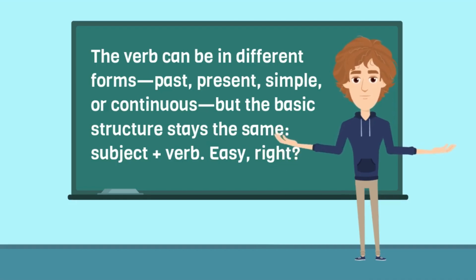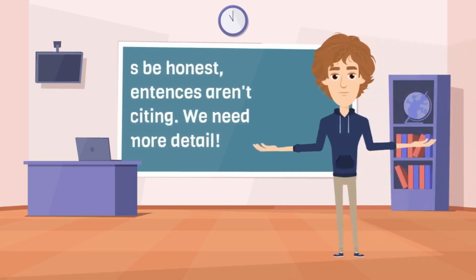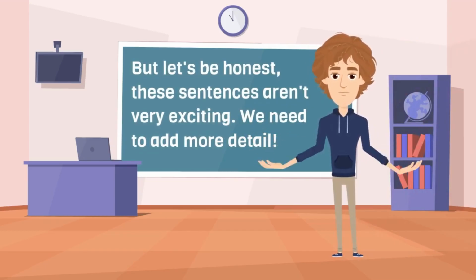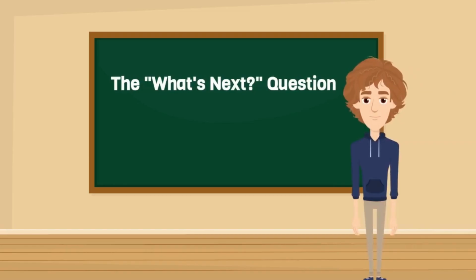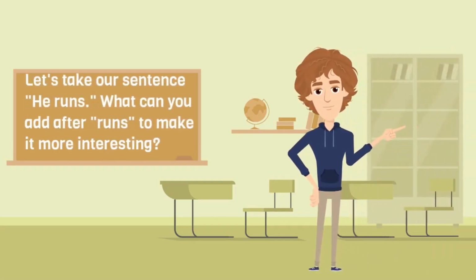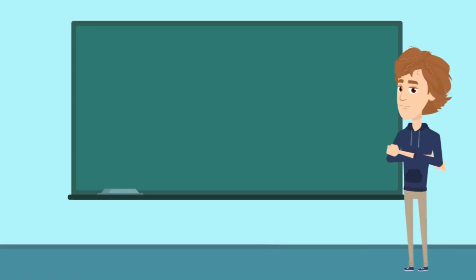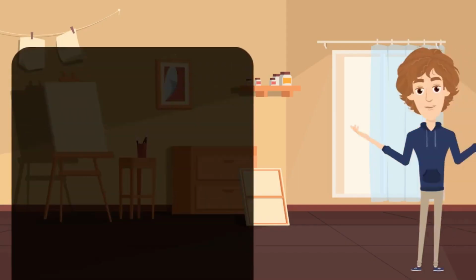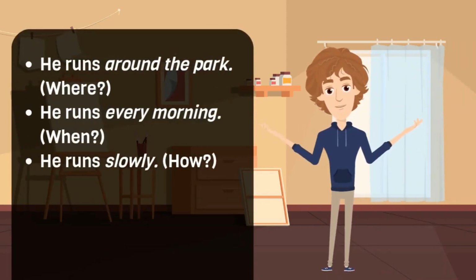plus verb. Easy, right? But let's be honest, these sentences aren't very exciting. We need to add more detail. The "what's next" question. Let's take our sentence, he runs. What can you add after runs to make it more interesting? You can add an adverb to describe when, where, or how he runs. He runs around the park. Where? He runs every morning. When? He runs slowly. How?